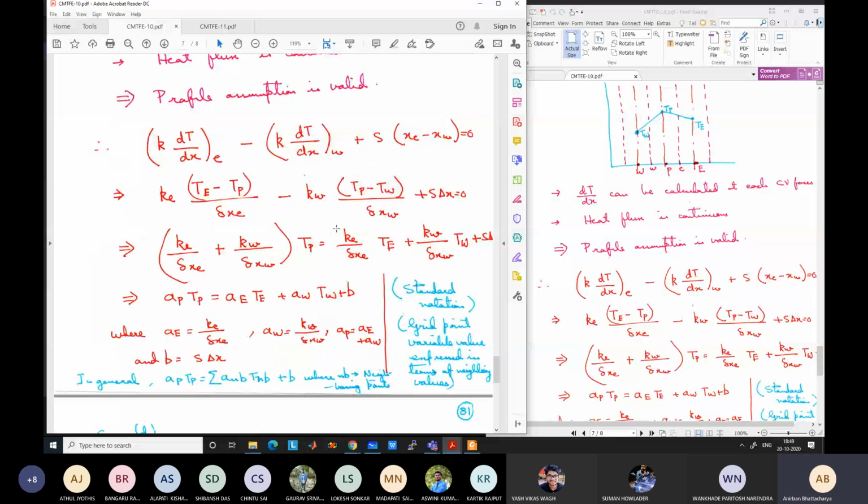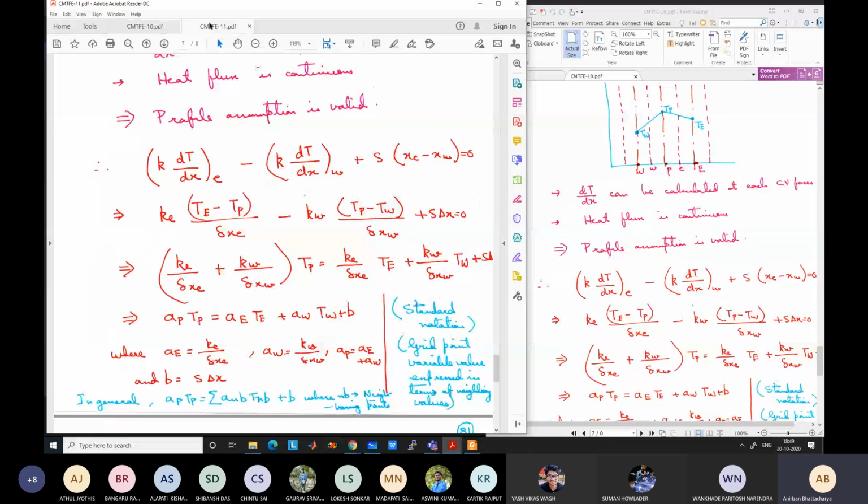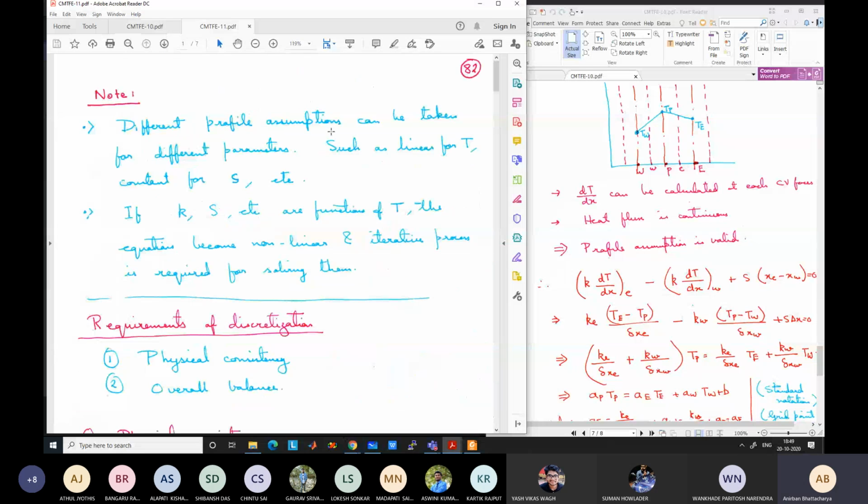So what I mean to say is that different profile assumptions can be taken for different parameters. I can take a linear profile assumption for T, constant for S. I could have taken linear for S also. Whatever profile assumptions we take, we have to see whether they are physically consistent, meaning whether they violate any physical principle. For example, we have seen that if we take a quadratic or stepwise function for T, it violates the physical principle that flux should be consistent at the interface. Flux cannot change at the interface. Similarly, we have to check for conservation of fluxes, things like that.